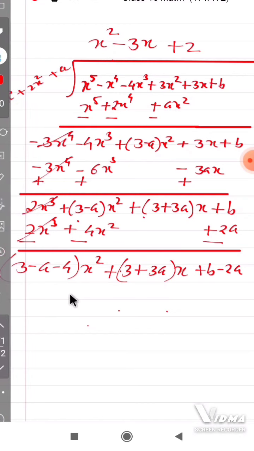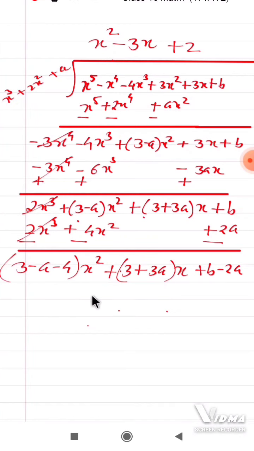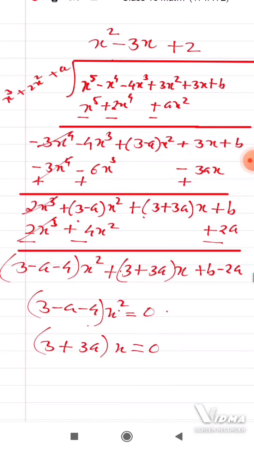So we consider 3 cases. First, (3 minus a minus 4) into x square equals 0. Second, (3 plus 3a) into x equals 0. And last, b minus 2a equals 0. If all these 3 are 0, then only the remainder is 0. And when the remainder is 0, this cubic polynomial is a factor of the polynomial of degree 5. So we compare each term to 0 and get the values of a and b.